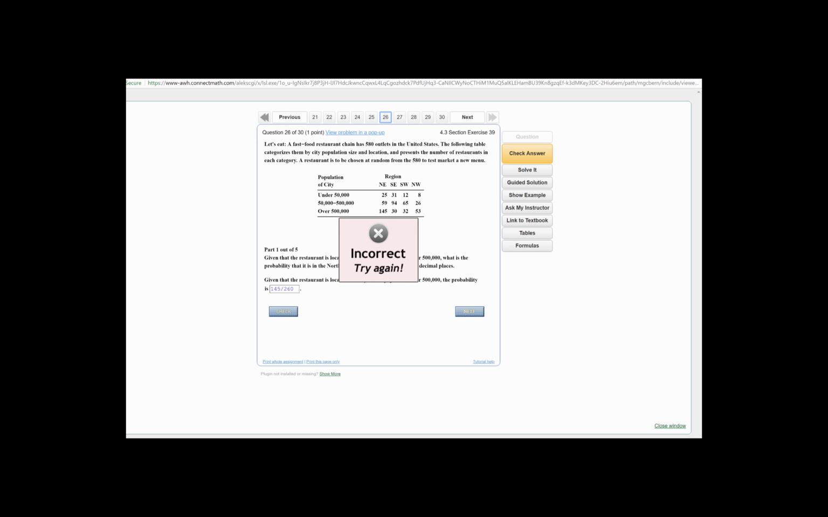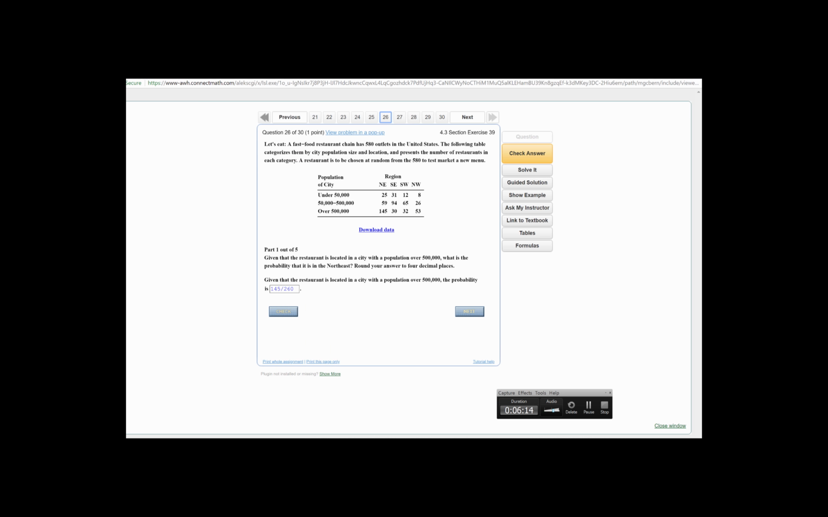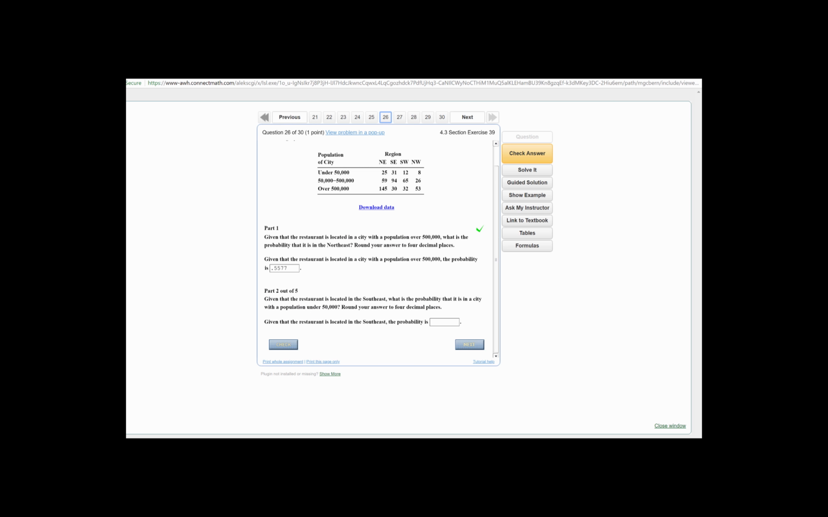Let's check. How is that incorrect? Okay, so it didn't like the fraction. Let's see if it likes the decimal. So if we do the decimal, we get, let's see, what do they want? 4 decimal places. 0.5577. Let's check that. Okay, all right. So it doesn't like the fraction. That means we need to actually compute it on a calculator and plug in the decimal.